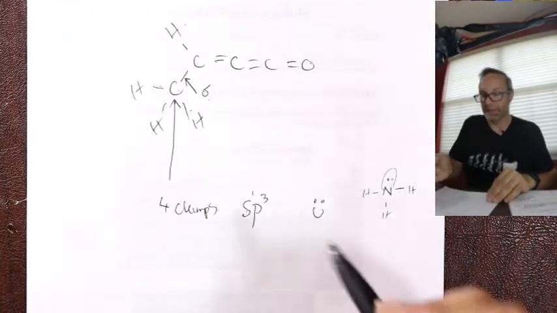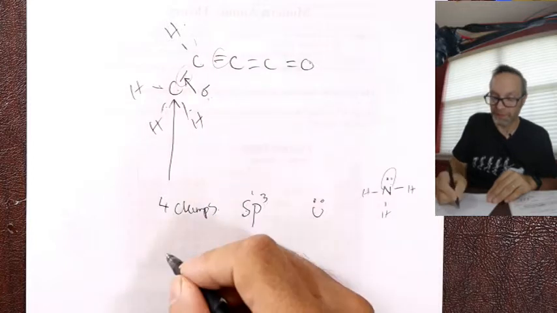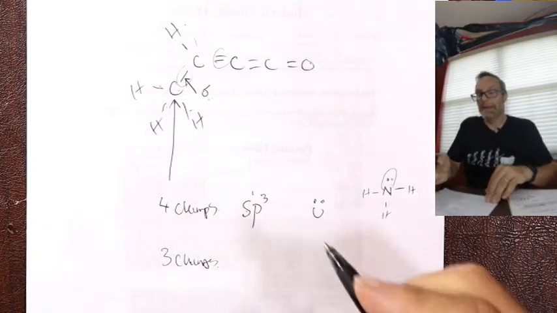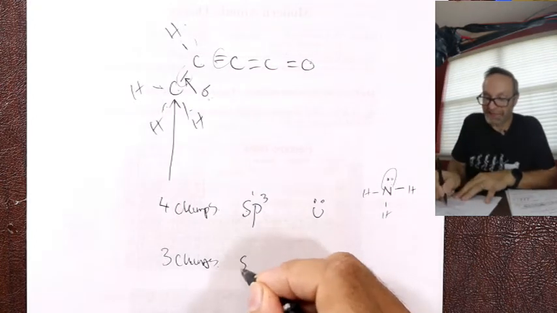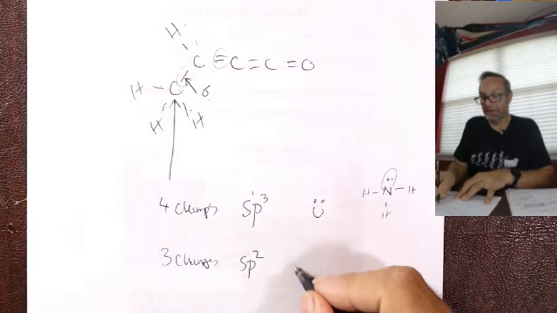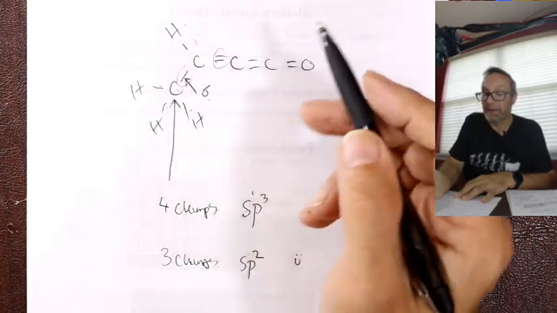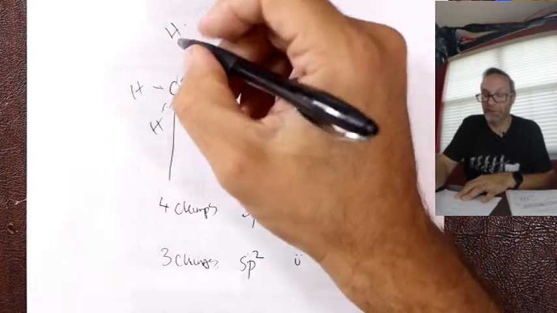If we look at this next one here, I have 1, 2, 3 clumps. That means 3 clumps, 3 atomic orbitals were used. I use my S and I only use 2 P's, so 1 and 2 makes 3, right? That makes sense. So that's a clump, that's a clump, that's a clump. That's called sp2 hybridization.